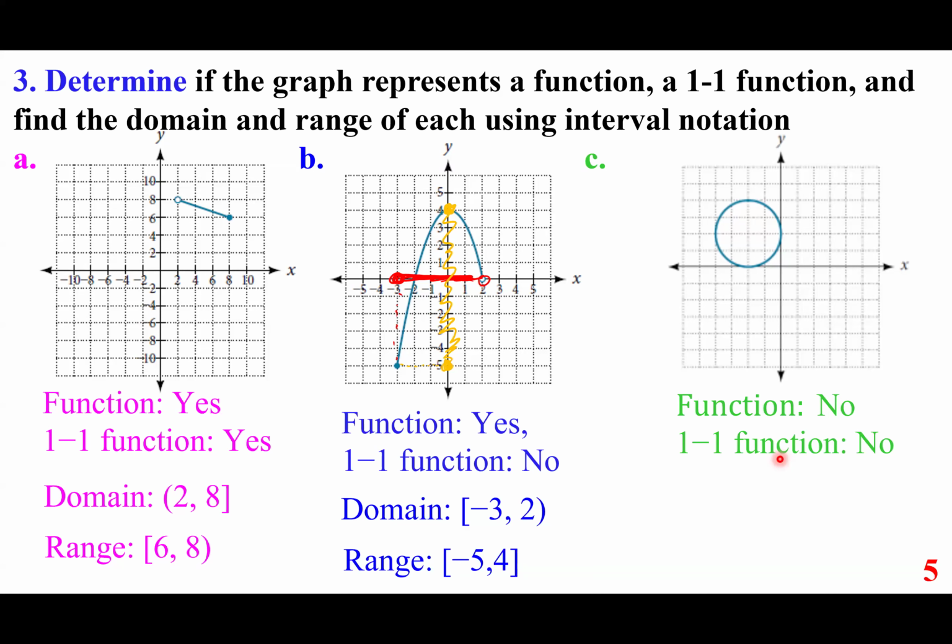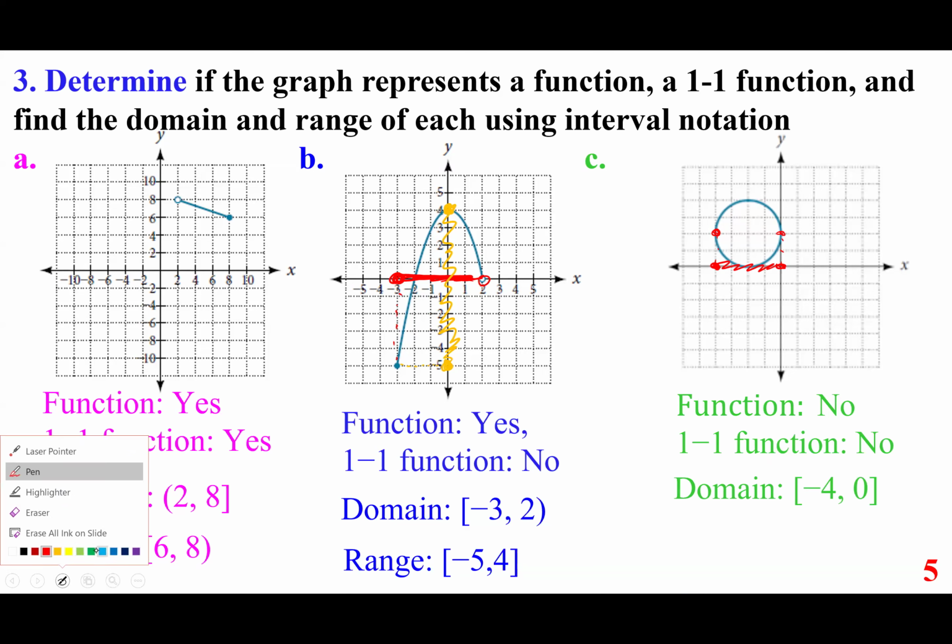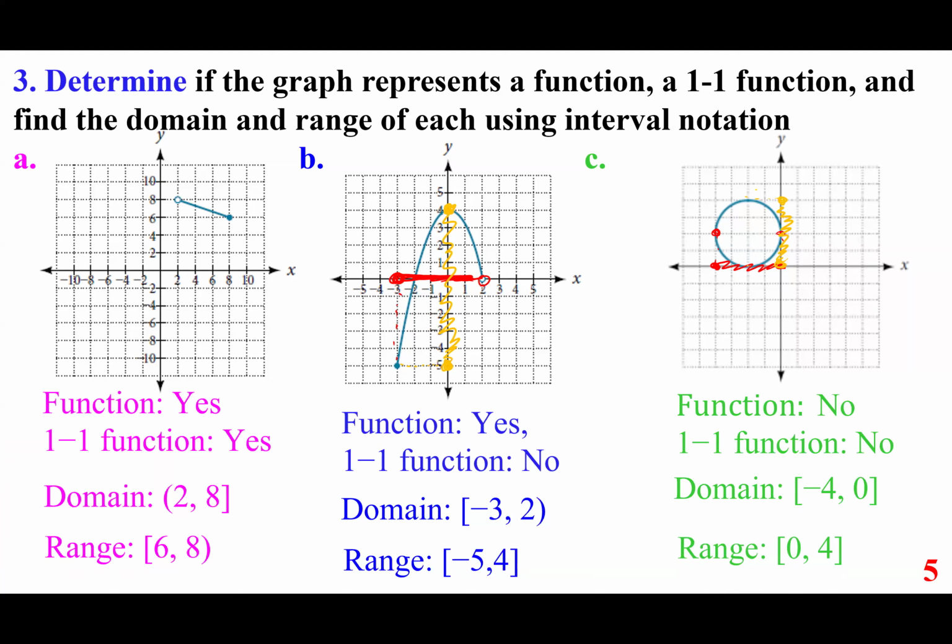Domain: I hope you see the endpoint here. Endpoint here. So anywhere from -4 to 0, including the endpoints. That would be the domain. The range, anywhere from 0 to 4. So it's pretty straightforward, everybody.